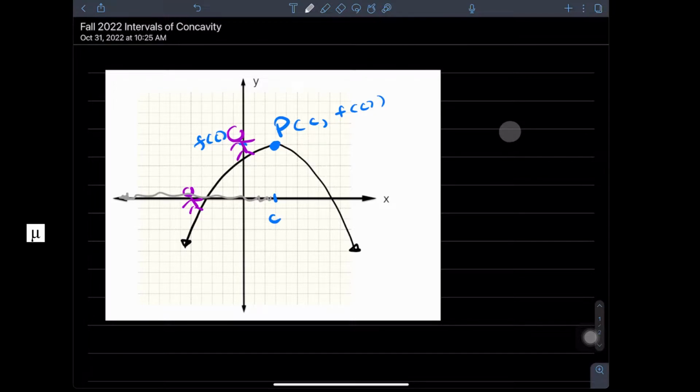You see this here in gray. What do you guys know about that interval from negative infinity up to C? What is your function doing? You're walking uphill. What does being uphill mean? F is increasing. Okay, you guys okay with that? So what does that mean to be increasing? Your first derivative is positive. So far, so good?